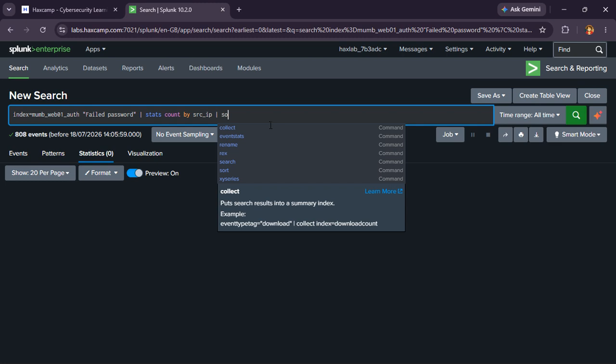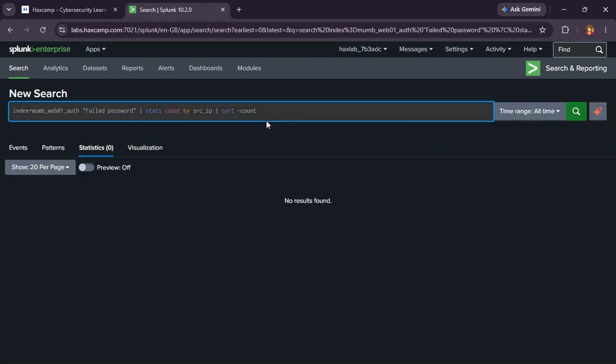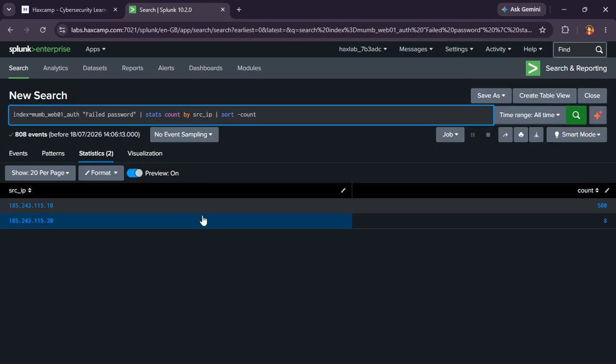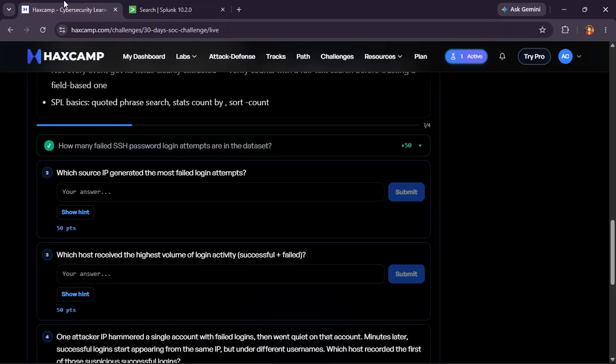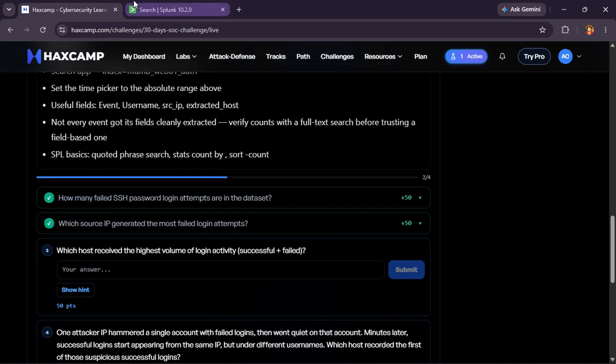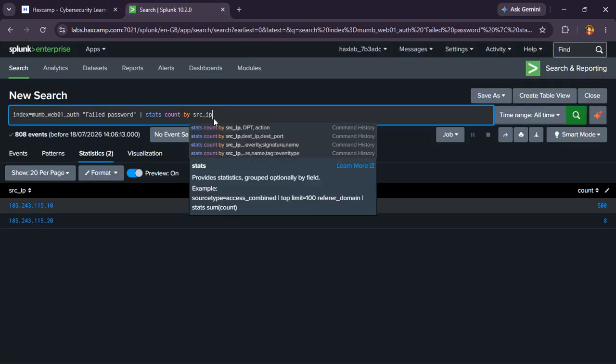Instead of this, I need to sort so the highest attempts come first. Total 500. So the highest failed login attempts is done by this IP. The answer must be right. Oh, I need to use this. Okay, control Z.